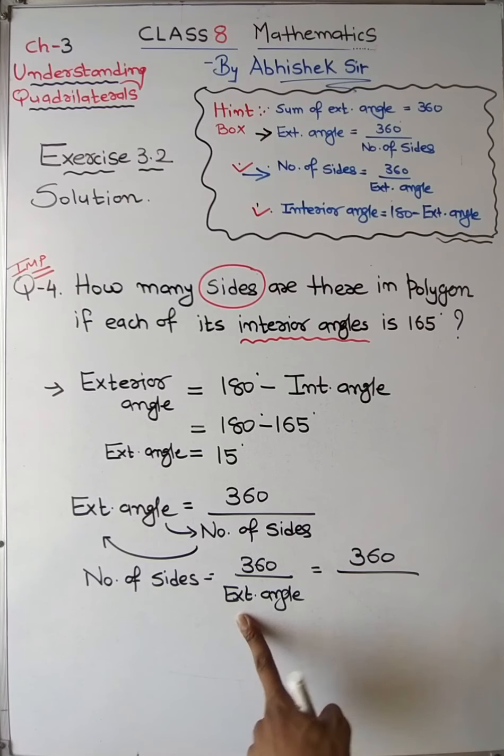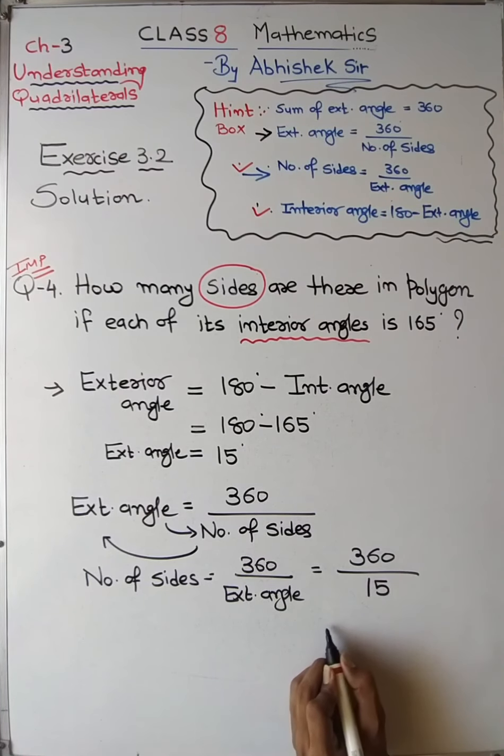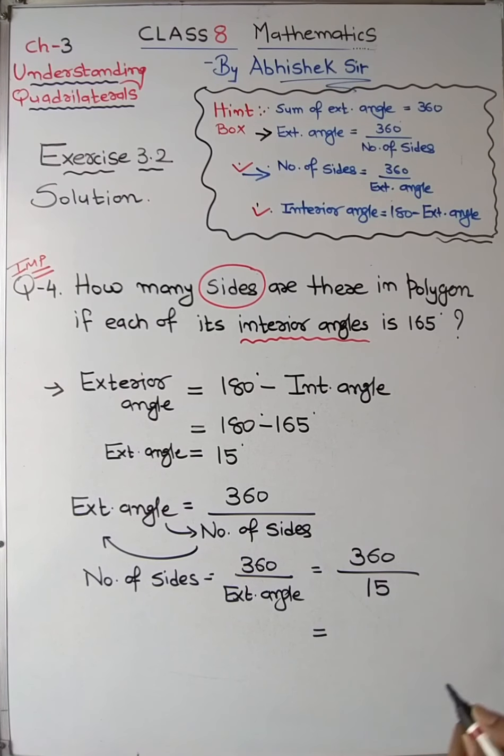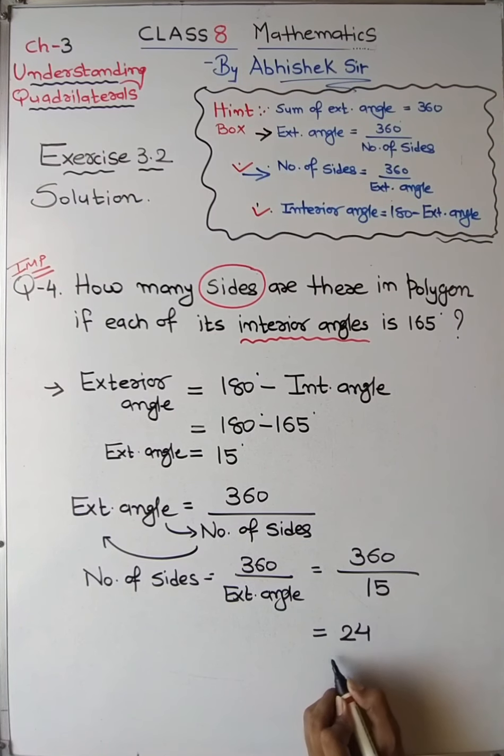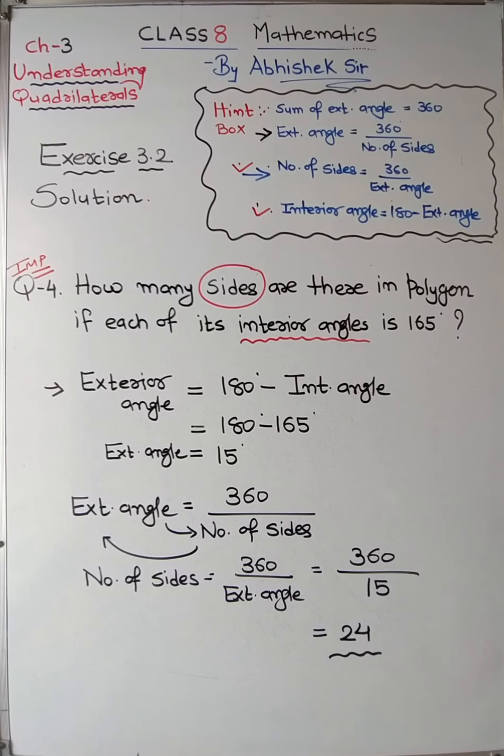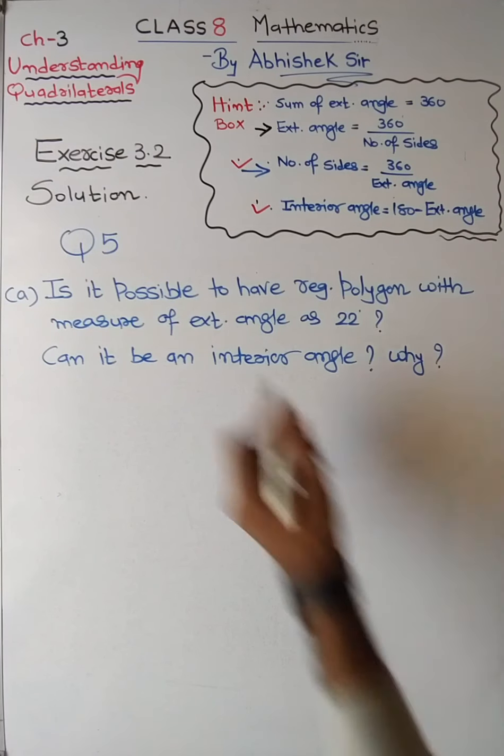Put the value. What is the value of the exterior angle that we have got? 15. Okay, so 360 divided by 15, how much is it? It is 24. So the number of sides will be 24. Now let us go for the next question, that is question number 5.